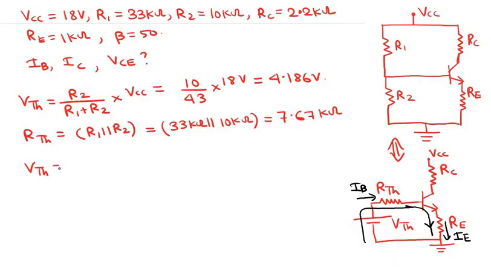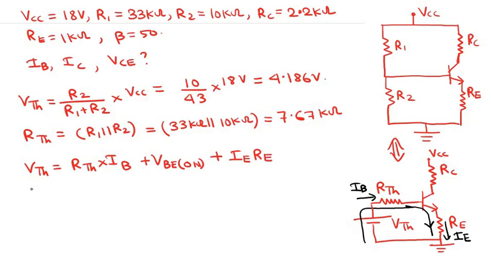So VTH is equal to RTH into IB, because the base current flows through this resistor RTH, plus VBE on, which is approximately the base to emitter voltage when the base to emitter junction is in a forward conducting state, plus the voltage drop across this resistor RE. Since the current of magnitude IE flows through RE, this should be IE times RE.